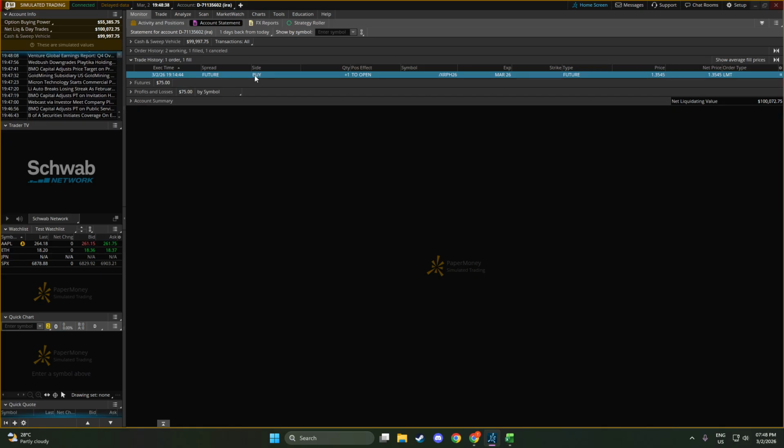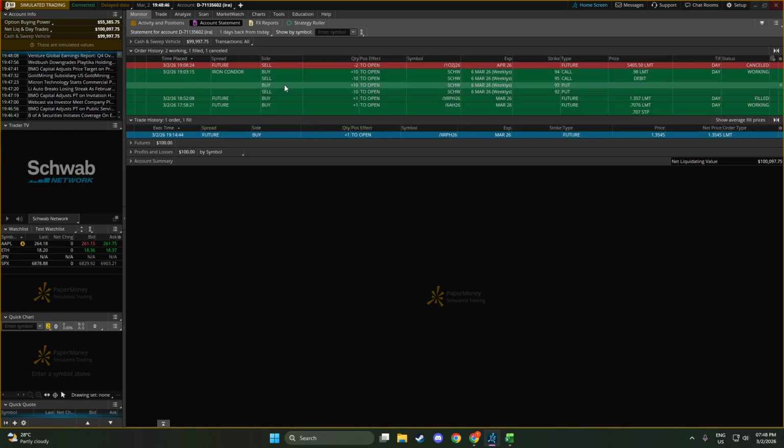Right below or near trade history, you can also expand the order history section. This view shows every order you placed, not just those that filled. That includes working, canceled, expired, or rejected orders. Order history is perfect for understanding your intent and the life cycle of each order.